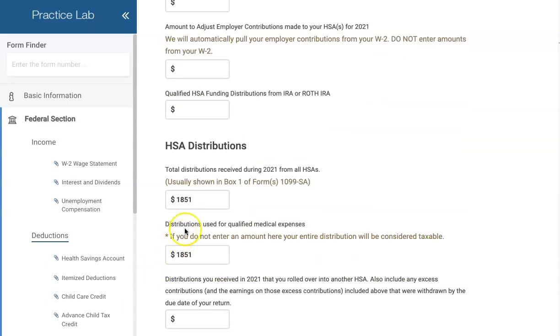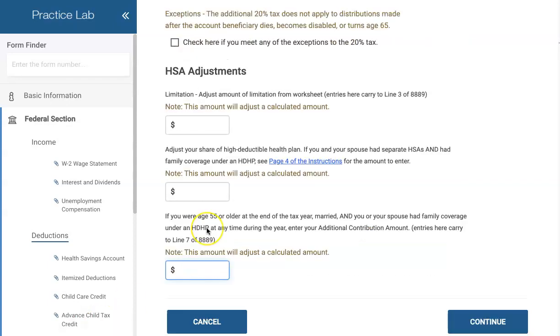They took out $1,851. That's from the 1099-SA form. And they had $1,851 of qualifying expenses, and there are no HSA adjustments. Notice that this is much less rich in terms of the number of lines than the actual HSA form. That's because we're just collecting the information that's not already known to TaxSlayer.